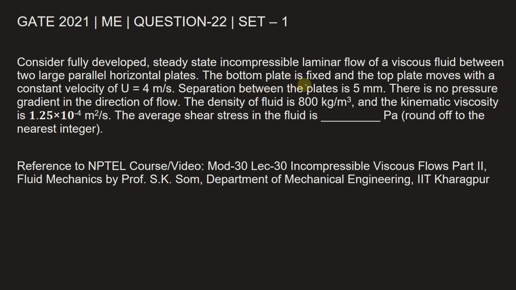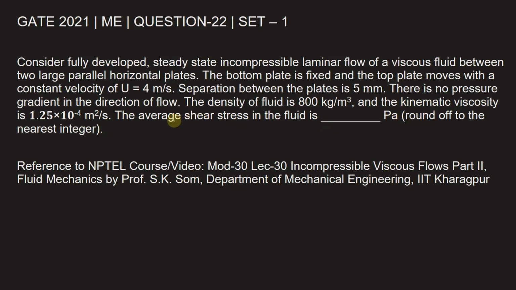The bottom plate is fixed and the top plate moves with a constant velocity of u equal to 4 meter per second. Separation between the plates is 5 mm. There is no pressure gradient in the direction of the flow. The density of fluid is 800 kg per meter cube and kinematic viscosity is 1.25 into 10 to the power minus 4 meter square per second. The average shear stress in the fluid is dash pascals.